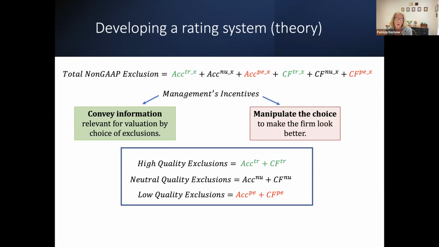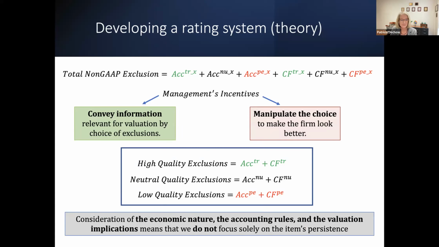So we argue that high quality exclusions will be transitory in nature. That will be one aspect of them. So transitory cash flows, transitory accruals, whereas low quality exclusions will be more likely to persist in the future. You'll see them in future periods. And then neutral ones have this kind of mixed attribute where it's more difficult for us to determine whether they're transitory or persistent. But we also go beyond that and consider the economic nature of the item.